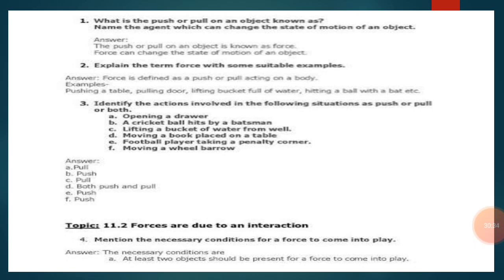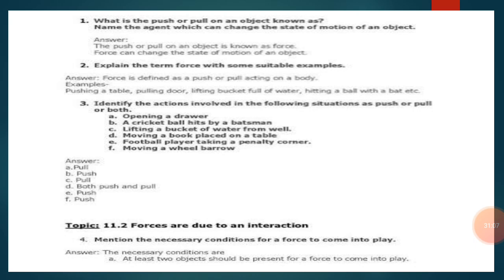Now there's another question given to you. Identify the actions involved in the following situations. Opening a drawer, pull. Cricket ball hit by the batsman, push. Lifting the bucket of water from a well, pull. Moving a book placed on a table, both push and pull. Football player taking a penalty corner, push. Moving a wheelbarrow, push.